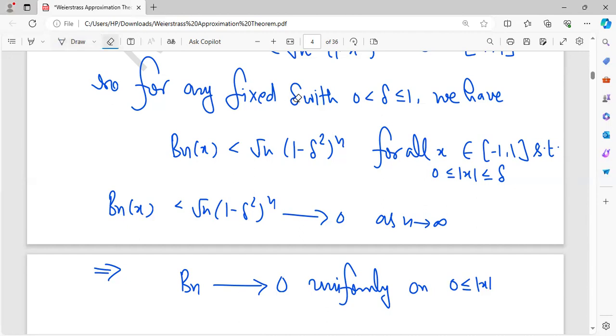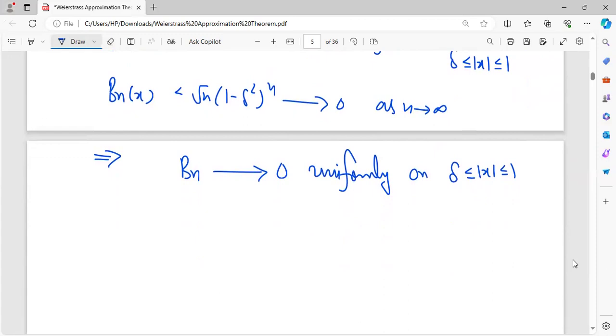Sorry, I have written wrong. For all x such that delta satisfies this, P_n tends to 0 uniformly. It means it converges uniformly on this interval. What is this? Minus 1 to minus delta, sorry, union delta to 1. So P_n tends to 0 uniformly.